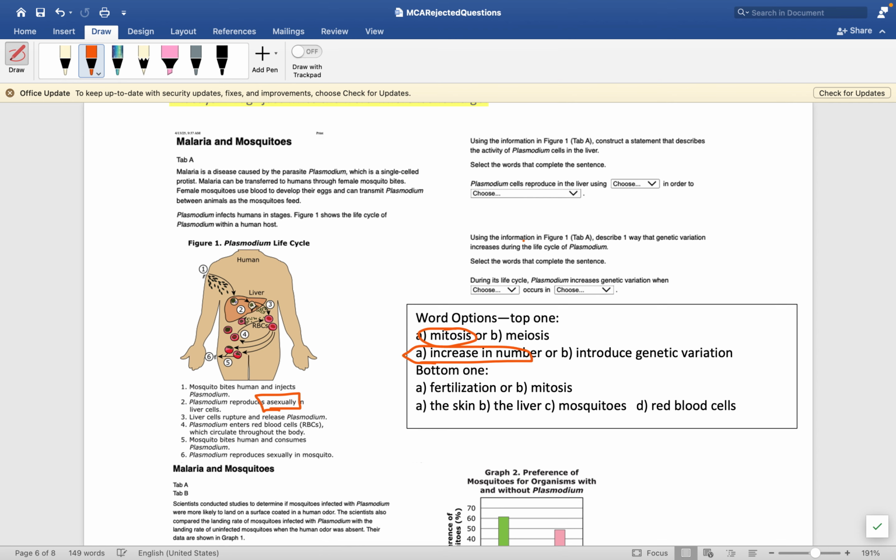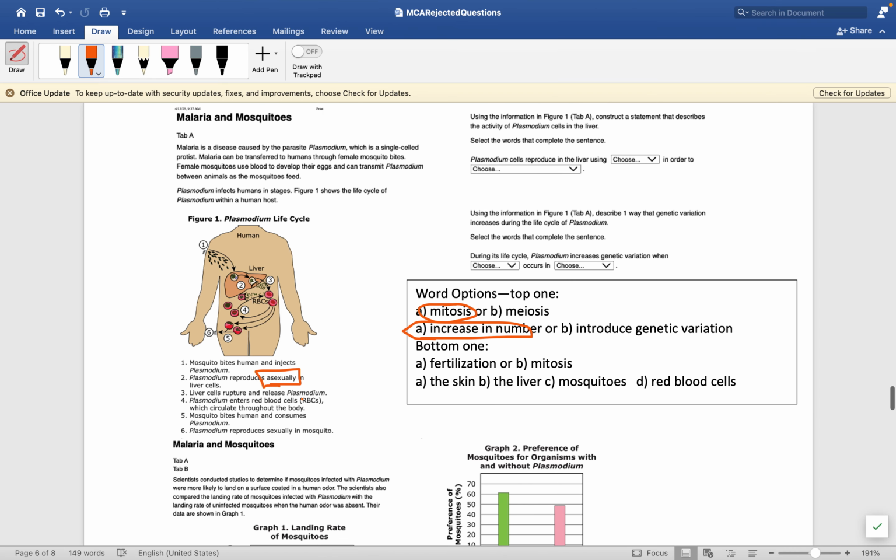So A and A. Using information, describe one way that genetic variation increases during the life cycle of Plasmodium. During its life cycle, Plasmodium increased genetic variation when? All right. So we're going to continue to read through and then look at our options. Fertilization or mitosis. Well, which one would help them increase genetic variation? And that is tied to sexual reproduction, so fertilization. It has to get back into the mosquito to reproduce sexually. All right, and where does it occur? Well, it reproduces sexually in the mosquito, and so C is your best option.